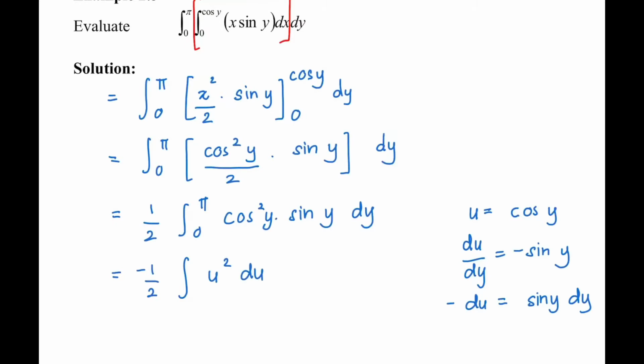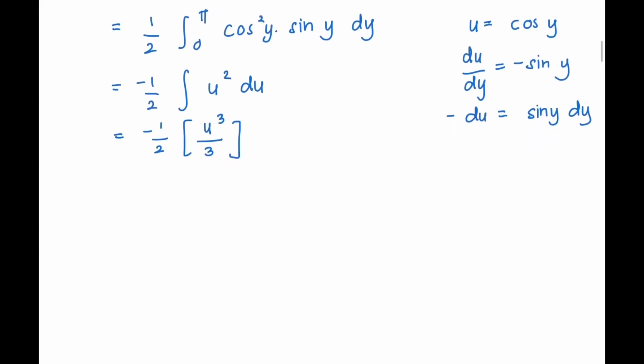Now, can I put the limits here as 0 and pi? You can't do that. Why? Because 0 and pi are the values of y. So what you do here is just leave it as it is. Do not try to find the limits, just leave it as that and integrate. So u squared, integrated with respect to u, is u cubed over 3.